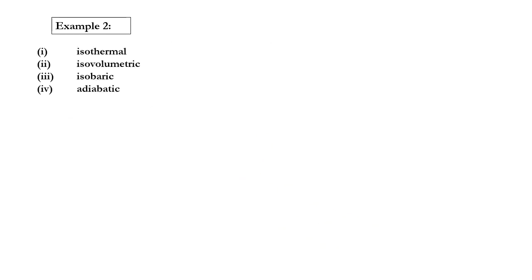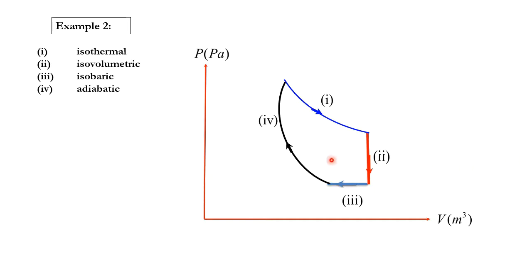Actually, there is another alternative answer for this example. We can also have this answer. Here we have expansion isothermal, then a decrease in pressure for isovolumetric, and compression isobaric, and then compression adiabatic.